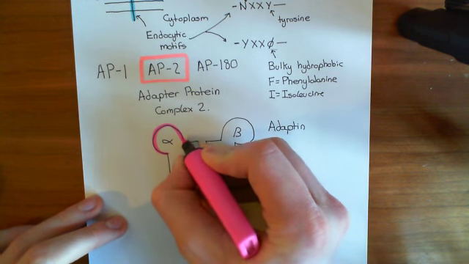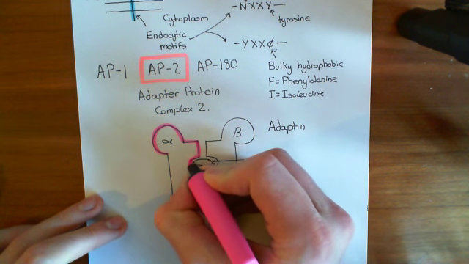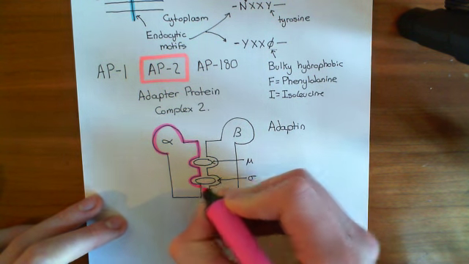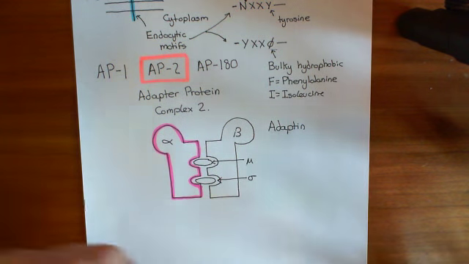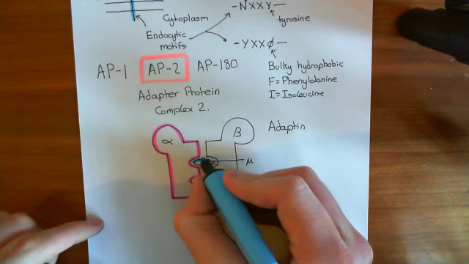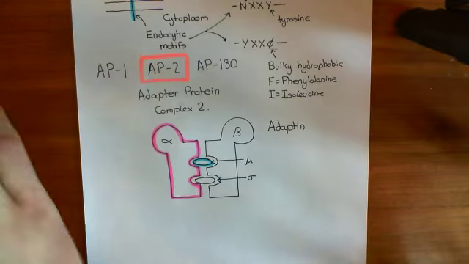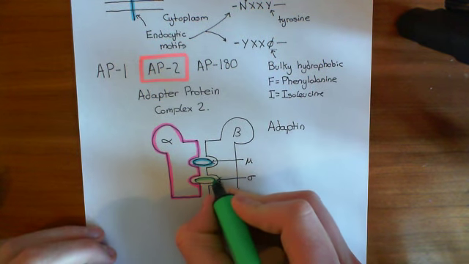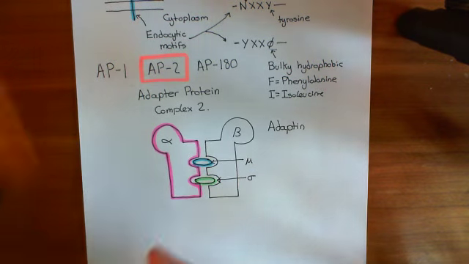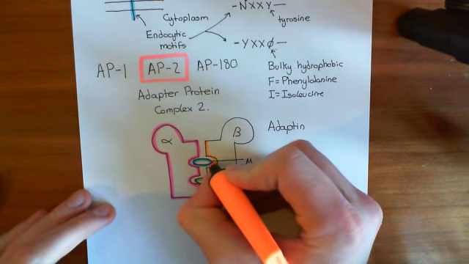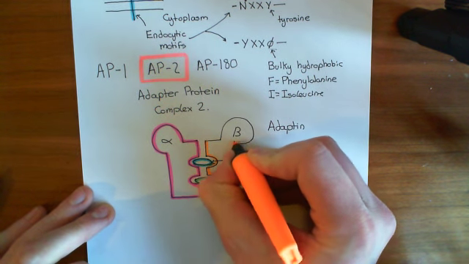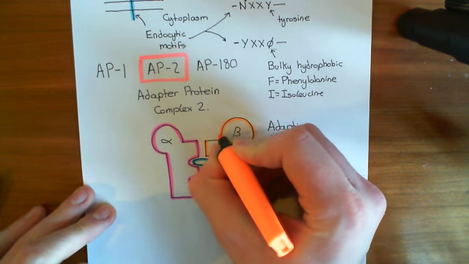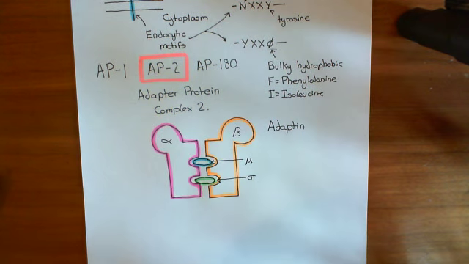So let's colour them all in different colours. Here in purple is the alpha adaptin protein. Then in the middle here we have the mu adaptin protein, which is in blue. We also have the sigma adaptin protein in green here. And then finally in orange we have the beta adaptin protein. Together they make up the adaptor protein complex 2, often denoted as the AP2 complex. And this is what is going to recognize the endocytic motifs on the cytoplasmic domain of these proteins that we want to endocytose.